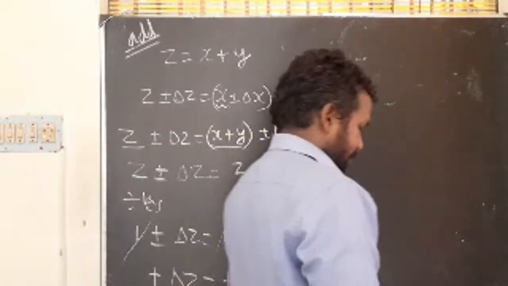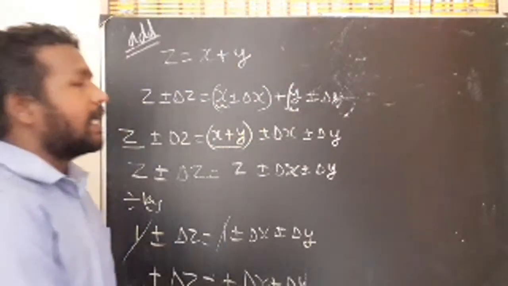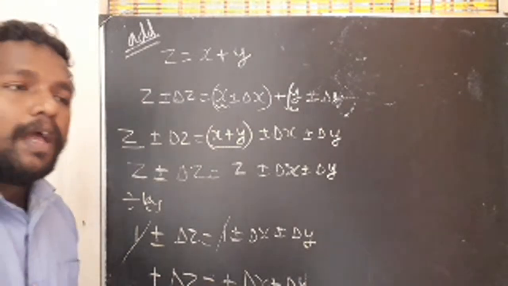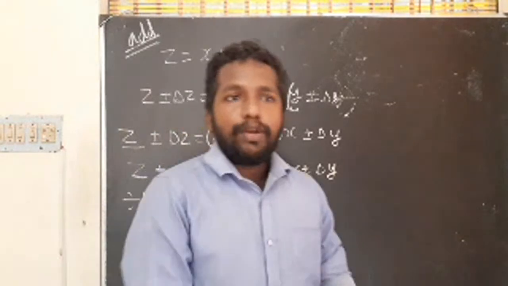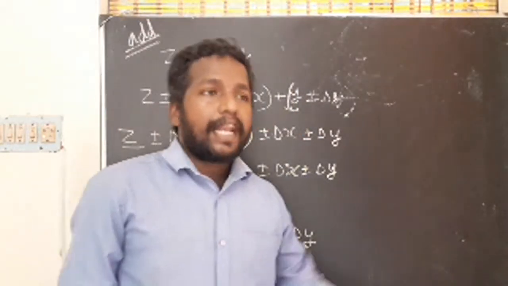Error means error caused by many reasons. It may be temperature, atmosphere, and instrument fault, because of the least count. Error can be caused in many ways. It's going to be random, it's not in a uniform surface, which means we'll get random error.